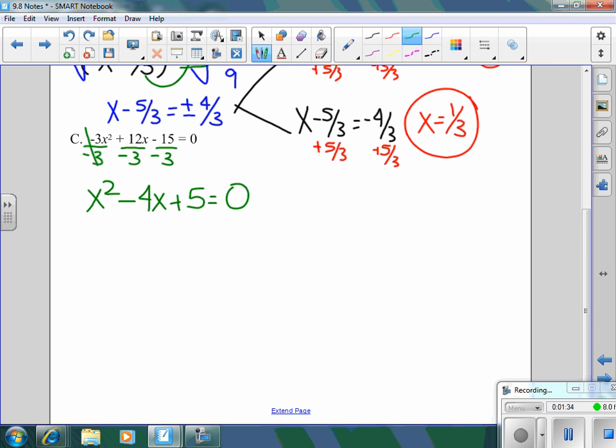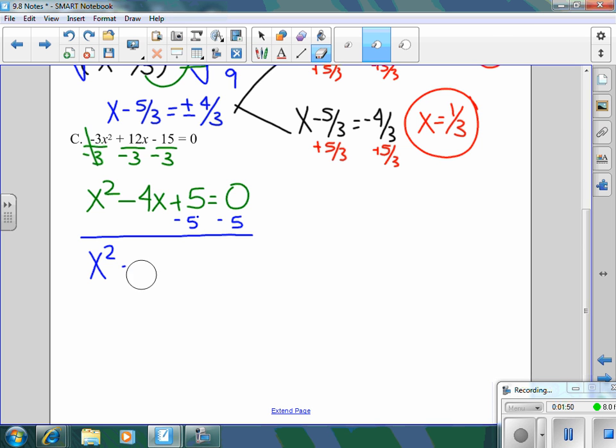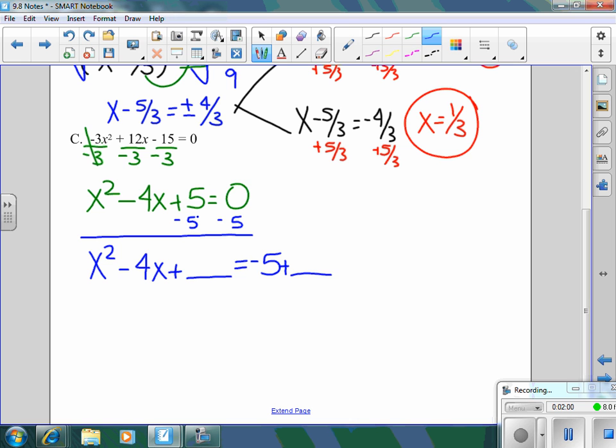So, in order to solve this, back to what we've been doing, we need to get rid of this 5 so that we can make a perfect square. So I'm going to subtract 5 from both sides. Minus 4x. And now I have a blank here, which is awesome, because I can make that anything I want. And it equals negative 5 plus whatever we're going to add on.